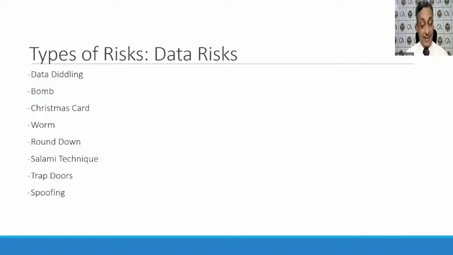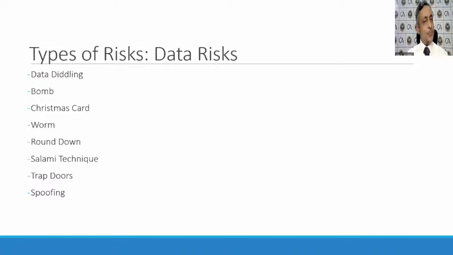If they are in your system, they multiply and destroy your system, capturing all memory spaces in your system. Worms have the capability of communicating themselves to other persons. Worms can communicate on their own. These are worms. Then round down and salami.